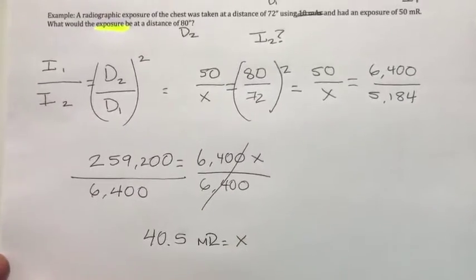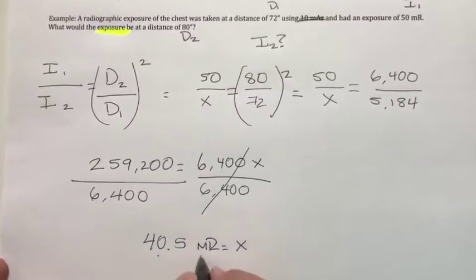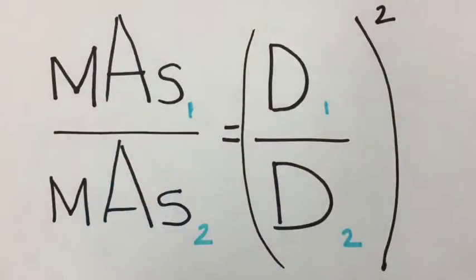So keep in mind that some questions are going to ask us to round it. Also, it's good to always put the unit. And this is basically how it will be done. Direct square law is used to maintain the MAS. This is the formula used for direct square law. It is MAS number 1 over MAS number 2 is equal to distance 1 over distance 2 squared.